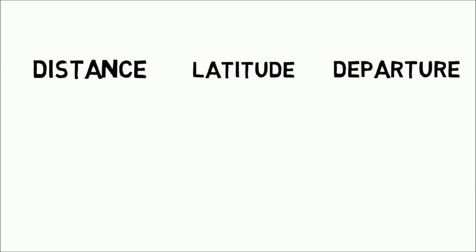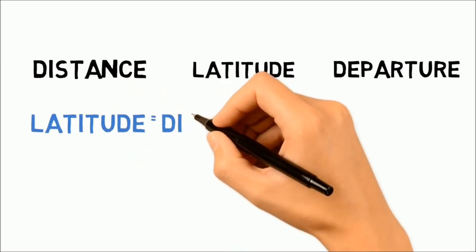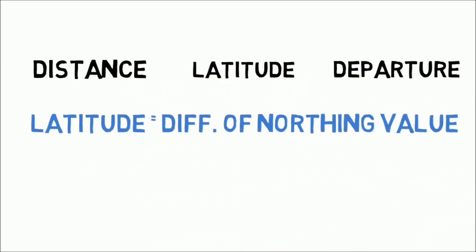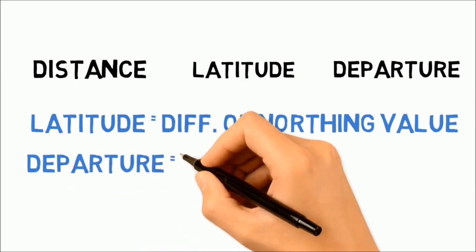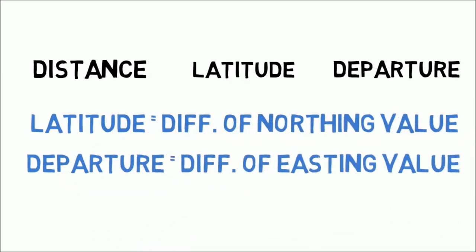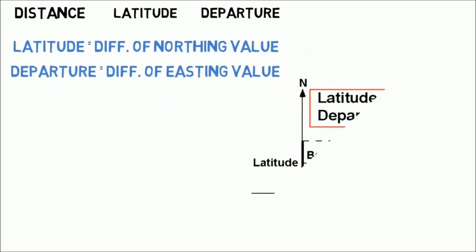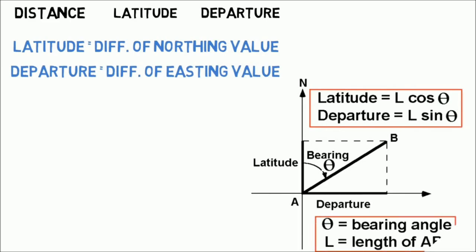In the compass rule, first the distance, latitude and departure are calculated for each traverse line. If we take the coordinates, easting and northing, of a point by ETS, the latitude will be the difference of northing values and the departure will be the difference between the easting values. Otherwise, we can calculate latitude and departure from the length and bearing of the line also. The latitude is equal to L into cos theta and the departure will be L into sin theta.